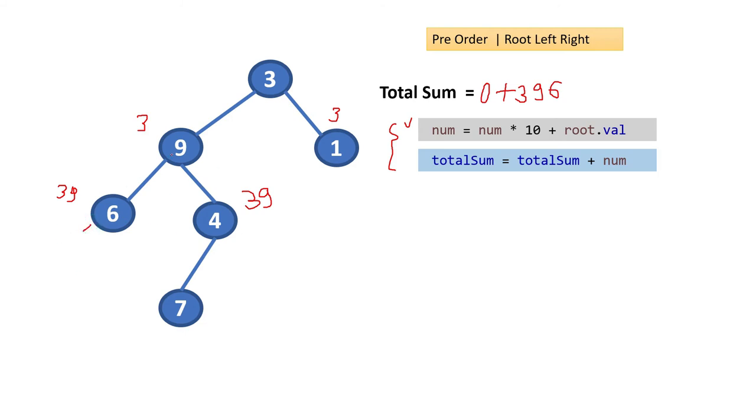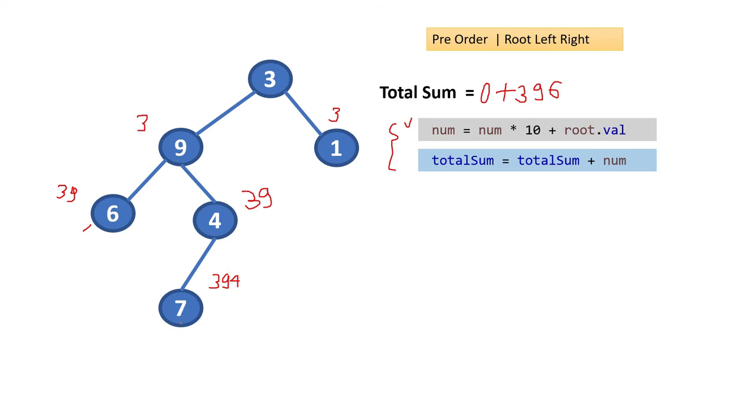Now it will come to the root again and go to the right side, and here 39 is there. So what will be the num value it will pass? That will be 39 into 10, that will be 390, plus the root value, that is 4. So 394 it will pass. And obviously on the right side nothing is there.